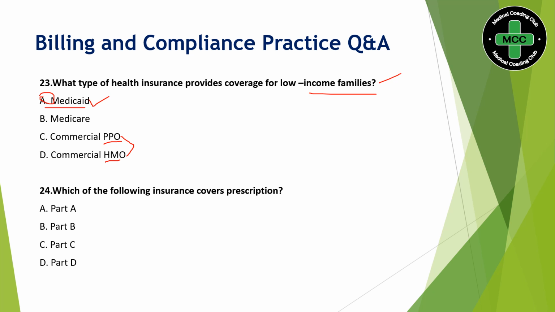Next, which of the following insurance covers prescription? Prescription drug coverage will be covered by Part D insurance, Medicare Part D insurance. Okay, so Part A, Part B, Part C and Part D are the parts of Medicare, and you should also know about all of these individual parts. Part A covers IP service, inpatient service. And Medicare Part B covers outpatient service like the doctor visit and any kind of minor procedures in the office visits. All those outpatient services will be covered by Medicare Part B.